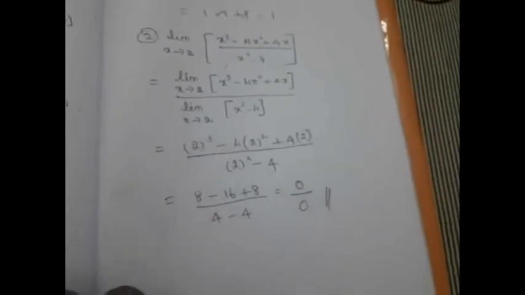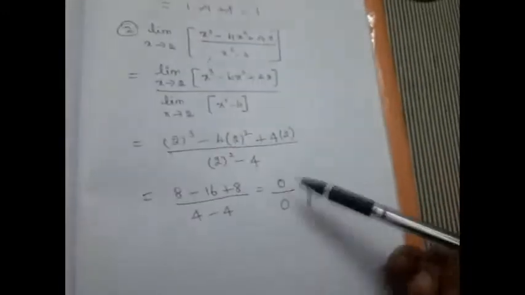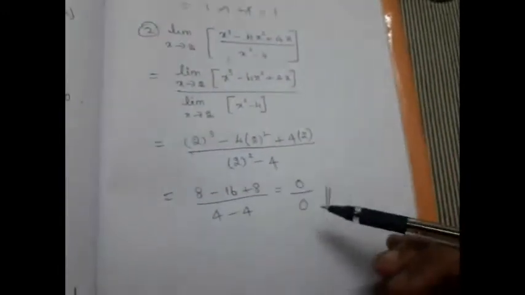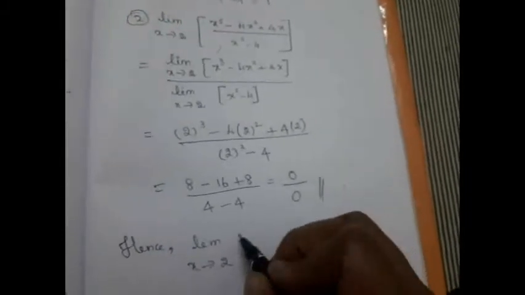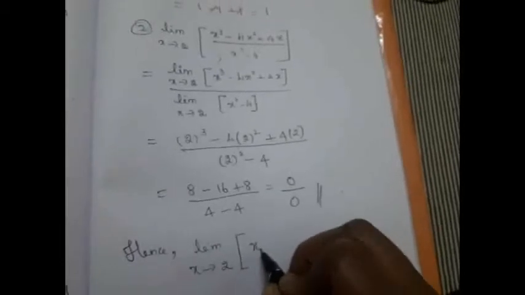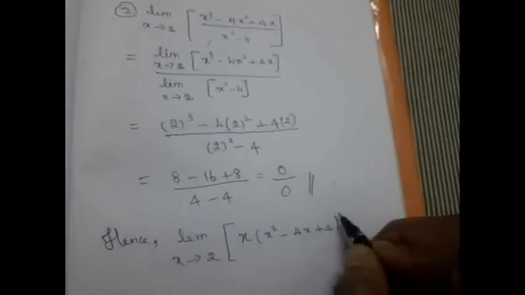When we arrive at the 0 by 0 form, what we should do is factorize and reduce it in order to avoid the form of 0 by 0. We have to eliminate the terms which lead to the 0 by 0 form. So how can we factorize this? Let us see. Now take the question. Hence, now limit x tends to 2. How to factorize the numerator? I can take one x common, right? So I'll get x square minus 4x plus 4.